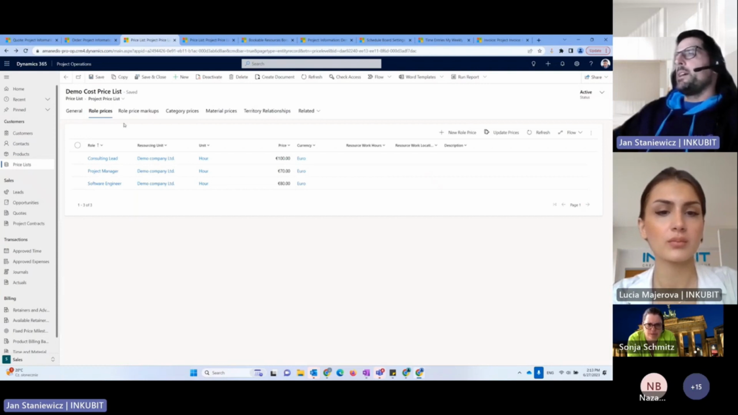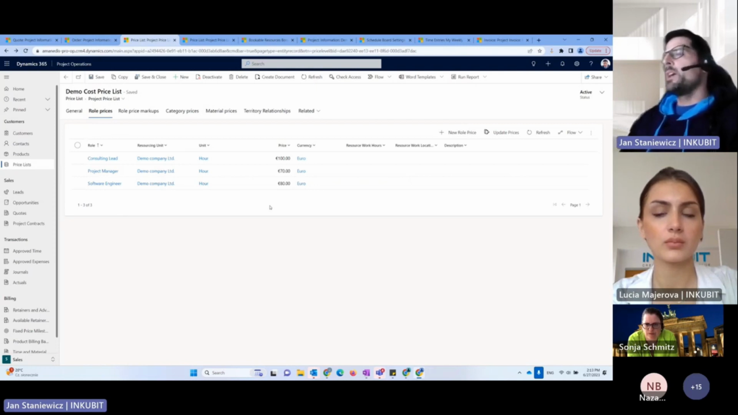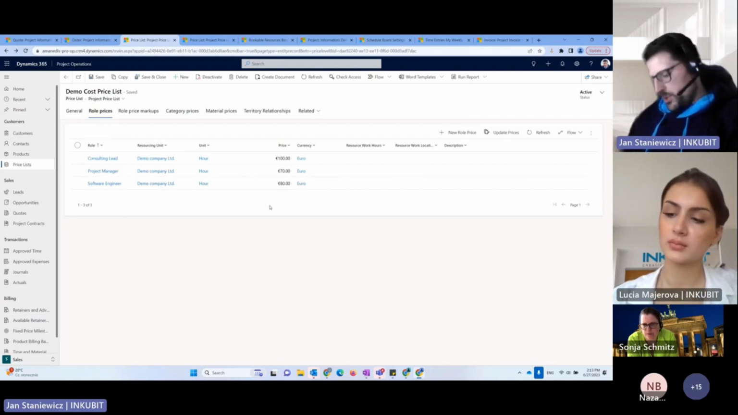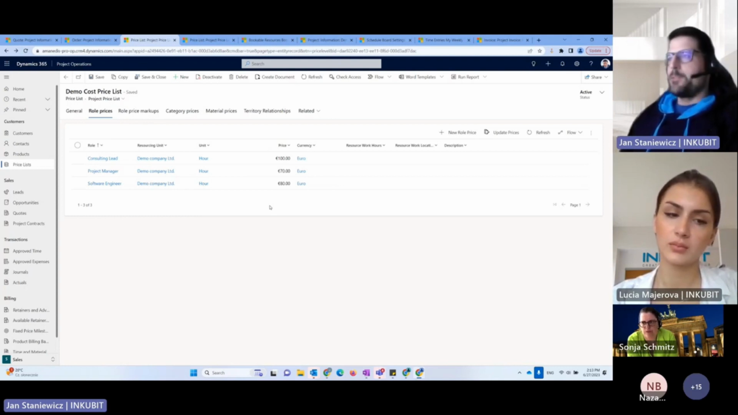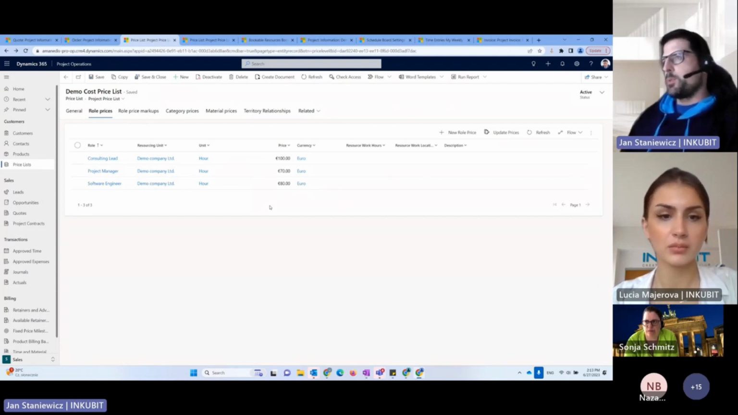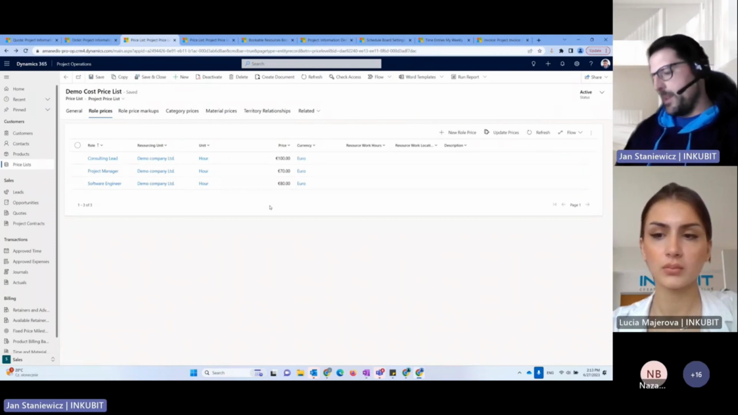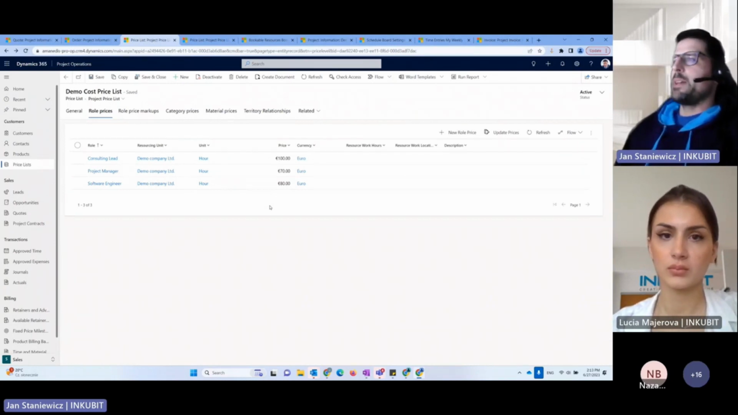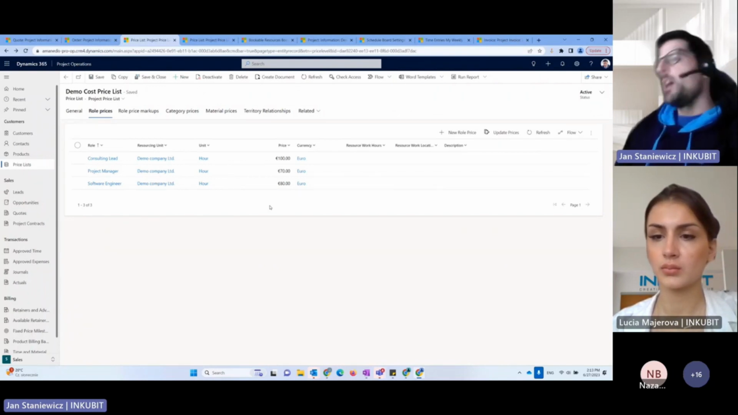Here is an example price list that I have created up front. The idea is, how much do we get paid for each hour that our employees are working? Project Operations differentiates two price lists: a cost price list and a sales price list. The cost price list is where we estimate how much an employee costs us.